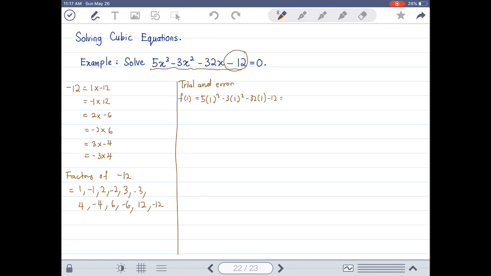It's negative 42, so it's not 0. We need to find the value where this equals 0. Okay, the next one, we try f(-1). So it's just equal to 5 times negative 1 cubed minus 3 times negative 1 squared minus 32 times negative 1 minus 12.